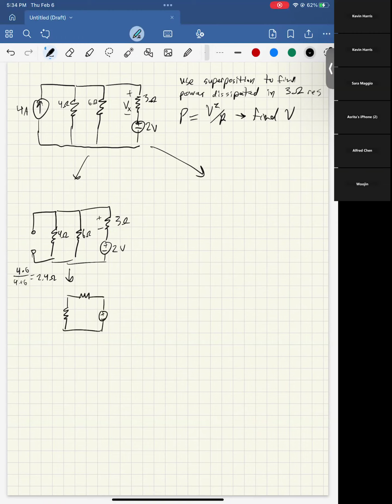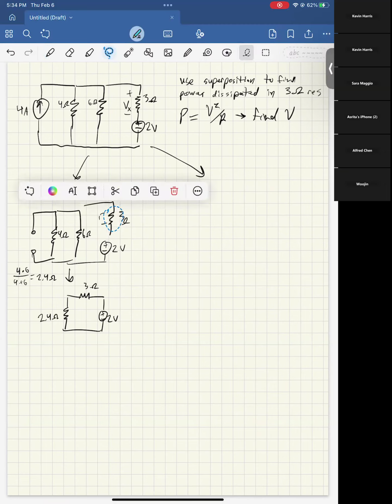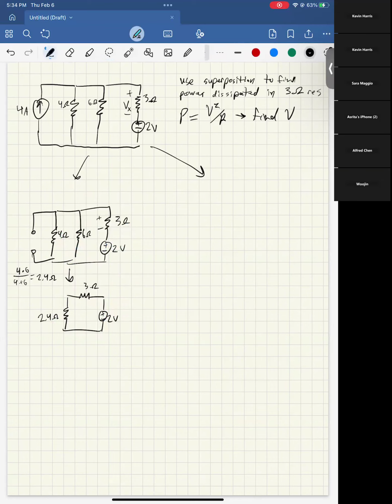Does this look familiar? We just saw a circuit like this. So this is 3 ohms and this is 2.4 ohms. I just took this and rotated it, and then we have it like that. Hopefully that's pretty clear. So if we want to find the voltage here, actually I'll redraw this to be a bit clearer. You have 2.4 ohms, and that goes over here.